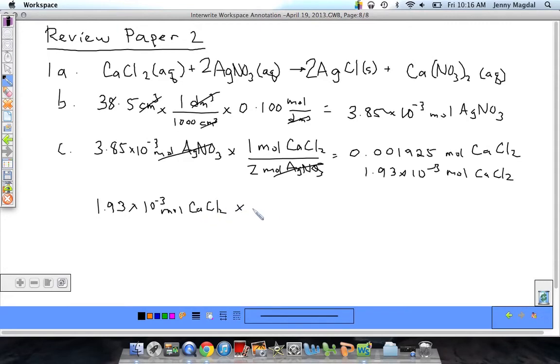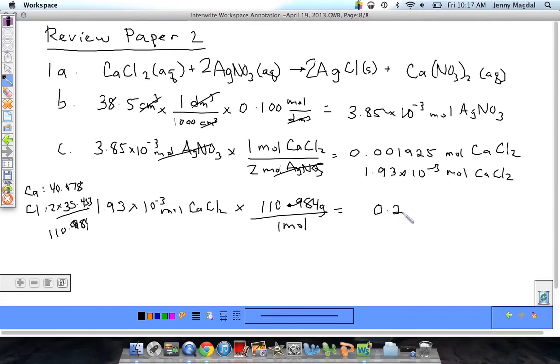multiply it by my molar mass of calcium chloride, which I have to look at my periodic table for. Calcium is 40.078. Chlorine, there are 2 of them, times the mass, 35.453. That gives me a sum of 110.984. So that's going to go on top, divided by 1 mole. That gives me a value of 0.214 grams of calcium chloride.